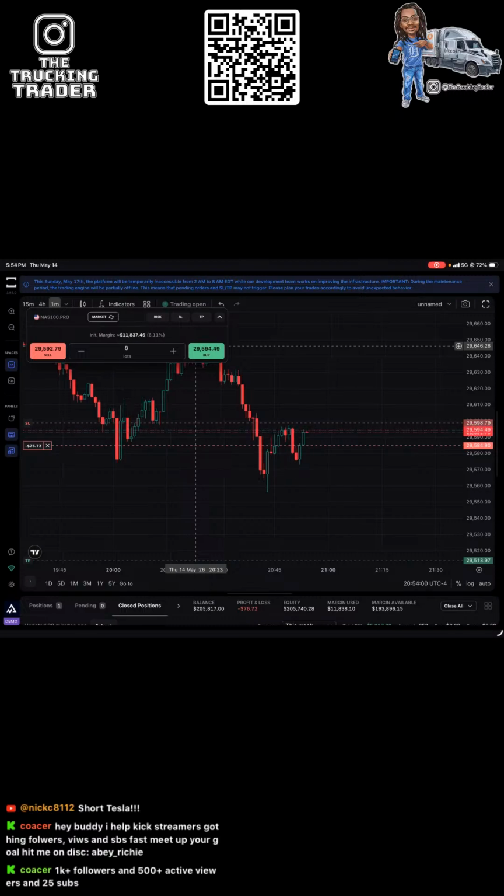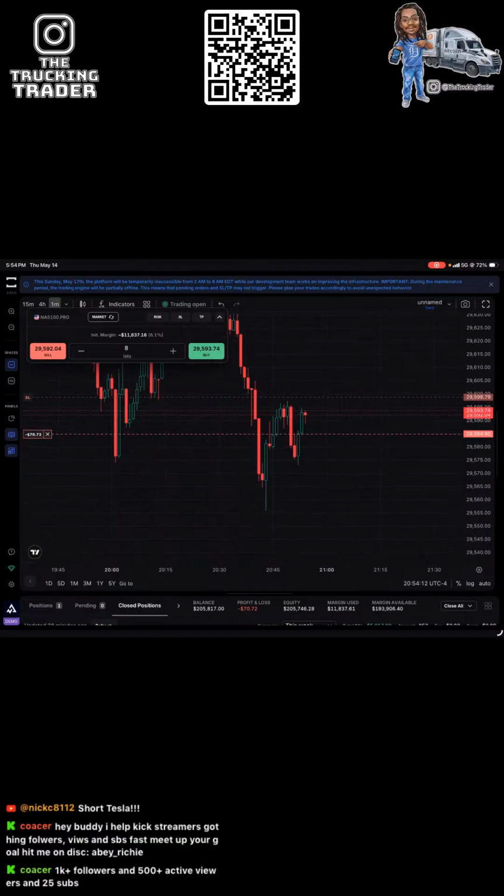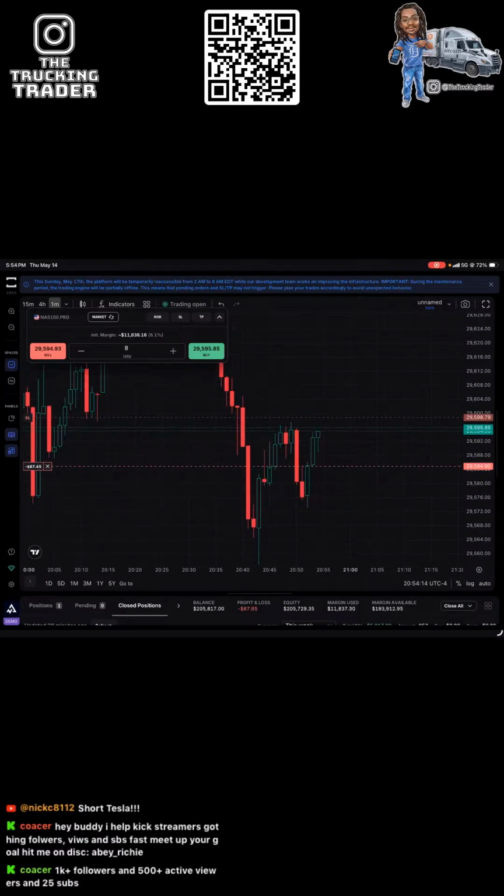So yeah, I'm more than likely going to get stopped out of this position right here. I was hoping that it wouldn't even come back up that high. So I'm probably going to get stopped out, but like I said, I'm risking 115, so it's not that big of a deal. There it is, stopped out.